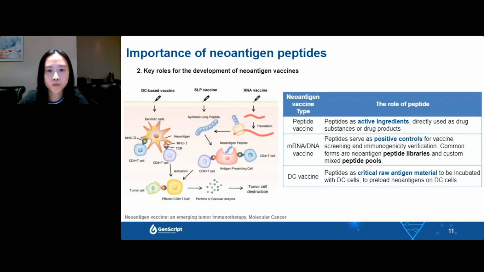The common forms for the neoantigens are the neoantigen peptide libraries or custom mixed peptide pools. And for DC vaccines, peptides are used as a crucial raw antigen material. It will be incubated with the DC cells and then preload a new antigen on DC cells.